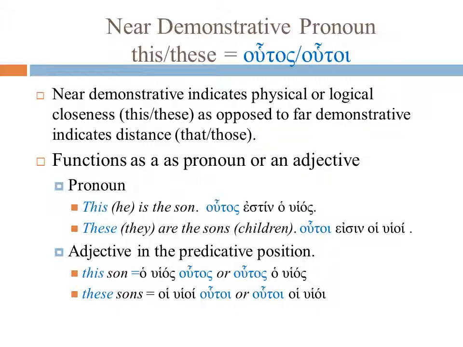The adjective is in a predicative position. Now, I know we've been through this with the adjectives in terms of attributive and predicative. One way to think about it is, does whatever we call the adjective have a definite article in front of it? If it doesn't, and the noun does, it's in the predicative position. So, an adjective use of a near demonstrative is this son. Which son? This son. It defines the son. And we have it in two forms, ho huios houtos, right? There's no definite article before houtos, but there is before the noun. Or houtos ho huios, this son. And then, of course, these sons would be hoi huioi houtoi, or houtoi hoi huioi.